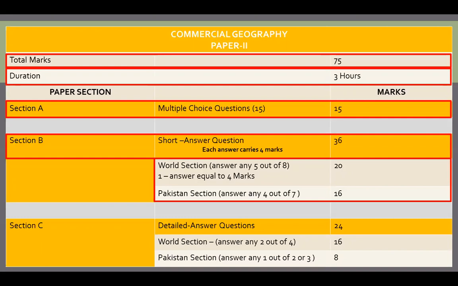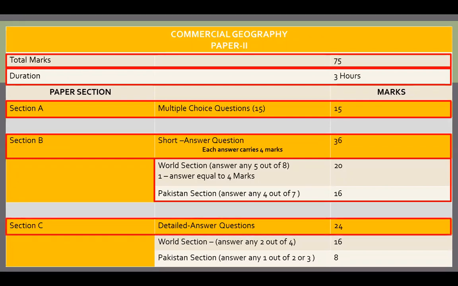Section B is very important and very easy. A student can get lots of marks from it because the answers are pinpoint and straightforward. Then we have section C, detailed answer questions, long, descriptive answer questions. The total marks of that section is 24, in which the world section has 16 marks and the Pakistan section has only 8 marks. In the world section, 4 questions are given in your examination paper and you have to attempt only 2 questions.